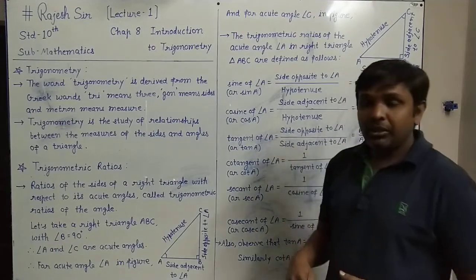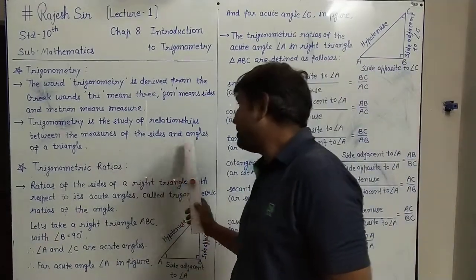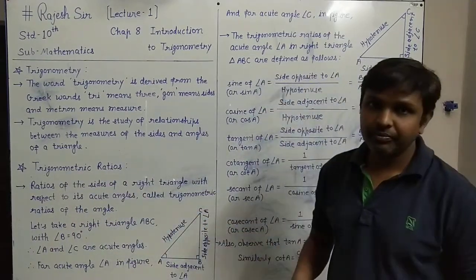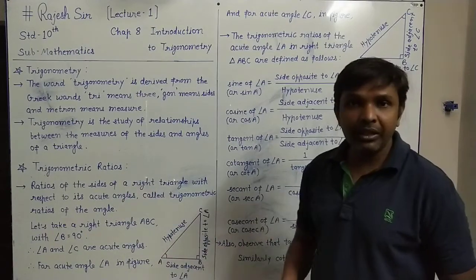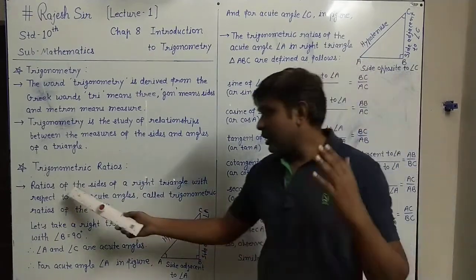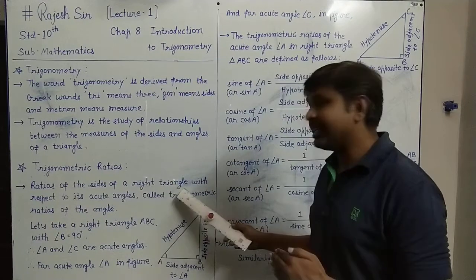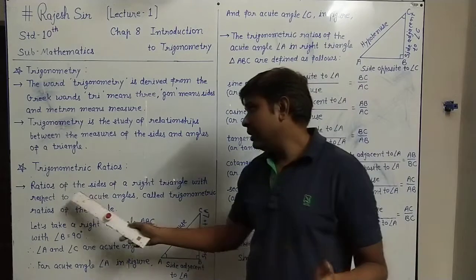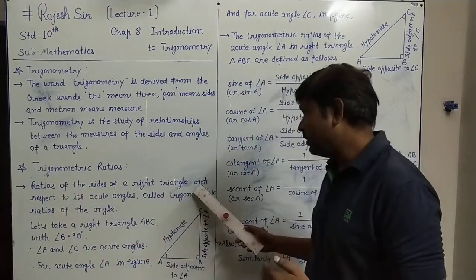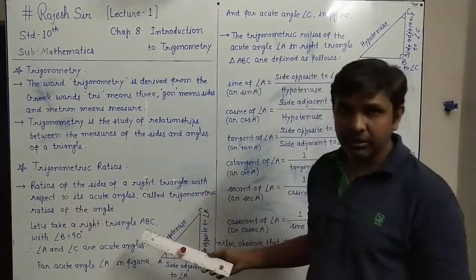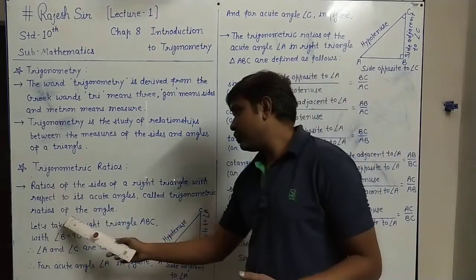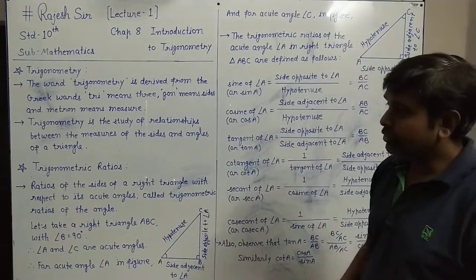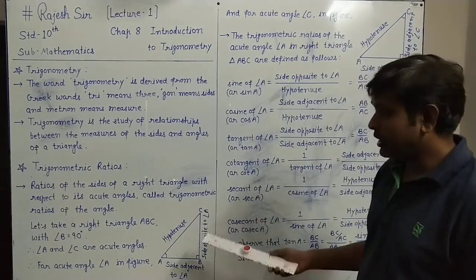So to understand the relationship between the measures of sides and the angles, we will define trigonometric ratios. The new trigonometric ratios. What is this? The ratios of the sides of a right triangle. We'll discuss this in a right triangle. In that, the ratios of the sides of a right triangle with respect to its acute angles are called trigonometric ratios of the angles. To understand this definition, we will take an example.